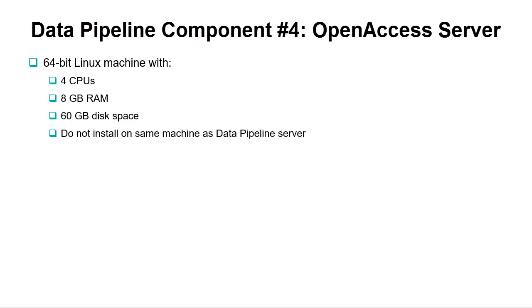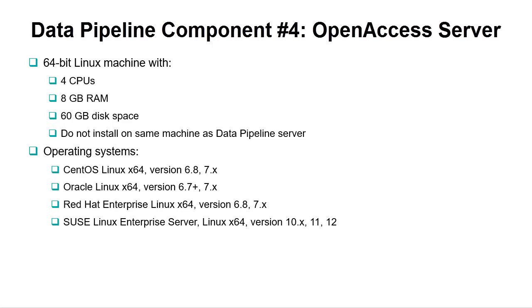System requirements are a 64-bit Linux machine with a minimum of 4 CPUs, 8 GB of RAM, and 60 GB of disk space. Because the Open Access and the data pipeline servers compete for resources, install Open Access on a different machine to avoid performance issues. Supported operating systems are CentOS, Oracle, Red Hat Enterprise, and SUSE. Ensure that port 7390 is available or identify another port to use.